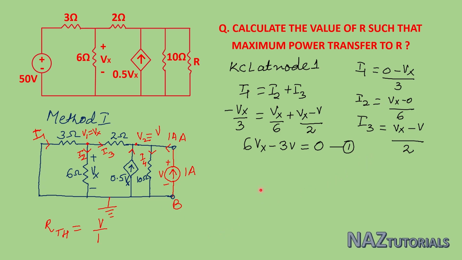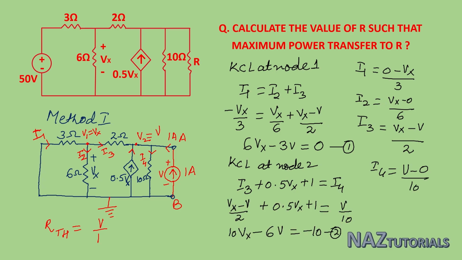Now apply KCL at node 2. Our KCL equation at node 2 is I3 plus 0.5Vx plus 1 ampere equals I4. That is, incoming current equals outgoing current. Now see the values. I3 is defined as (Vx minus V) divided by 2, and I4 is (V minus 0) divided by 10. So put all these values. After solving, we get 10Vx minus 6V equals minus 10.